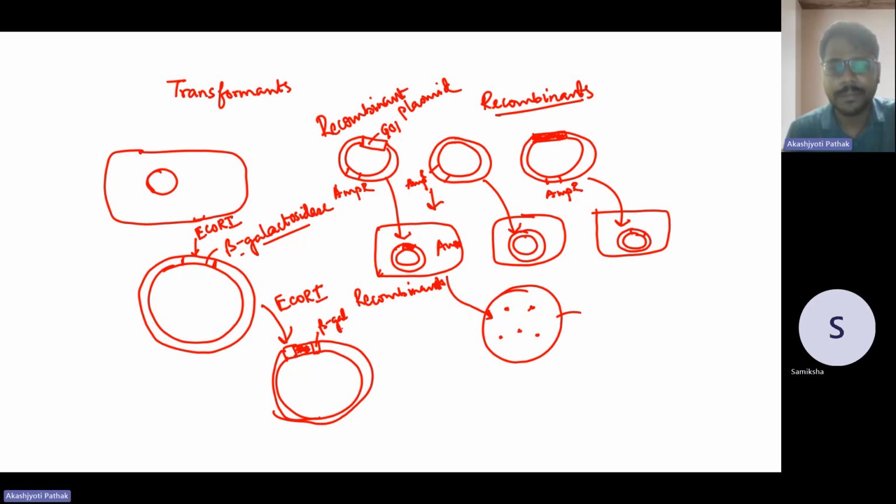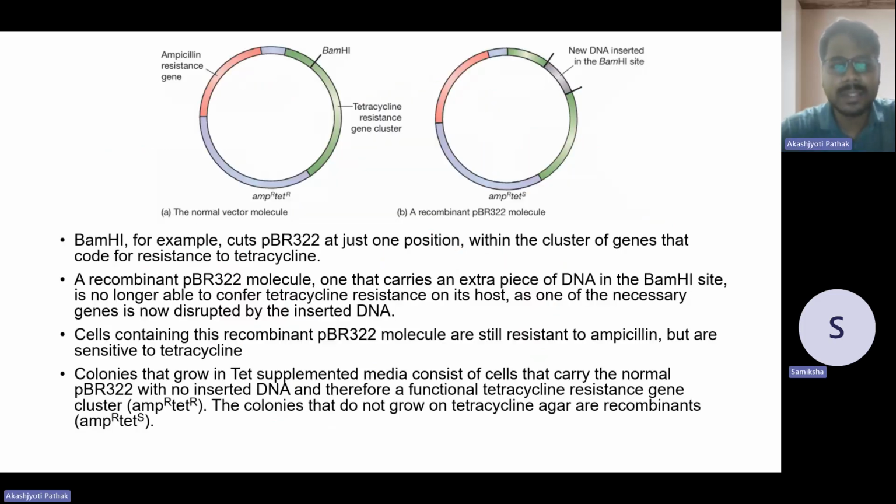Is this point clear? How, sir? I am explaining through this figure. You see this figure. Do not read all of what is written, just see these two figures. So this is a pBR322 vector.